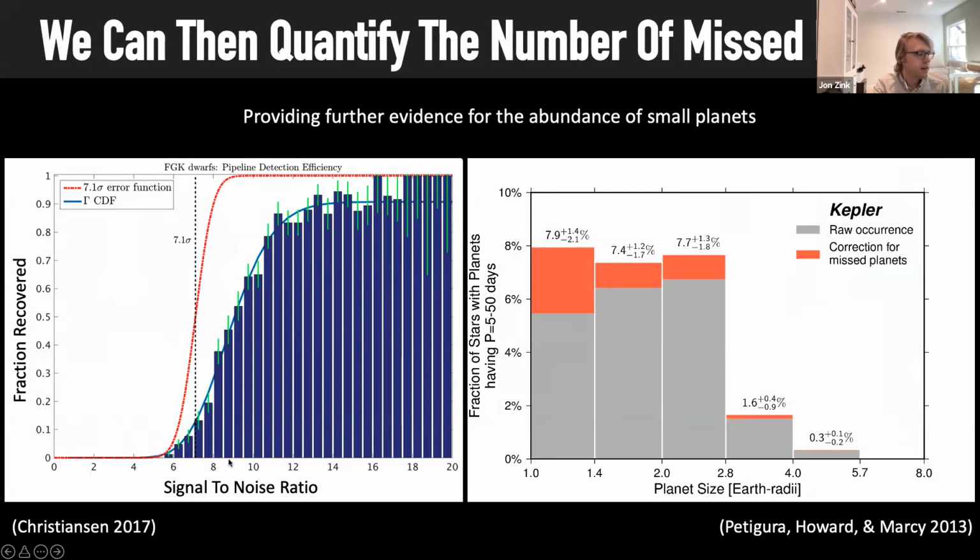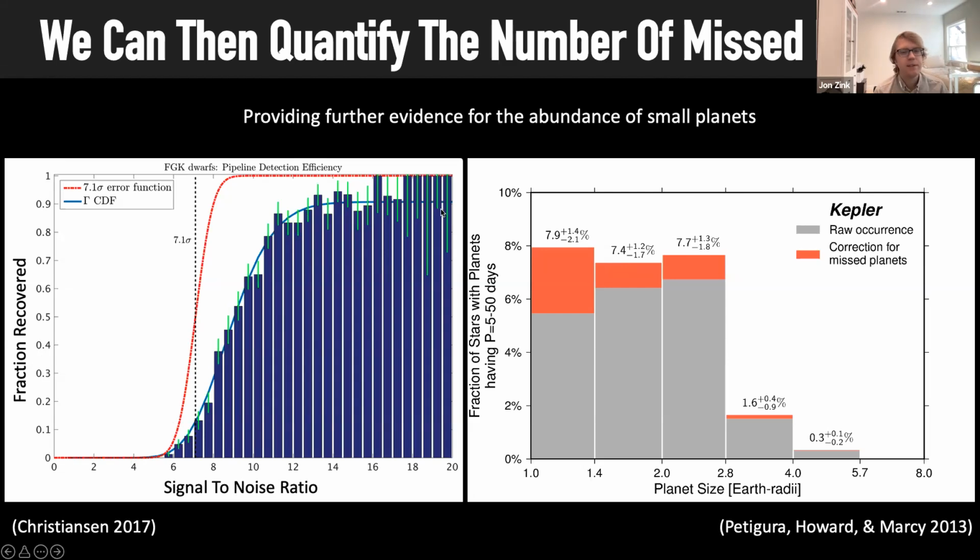On the x-axis, we have the signal to noise ratio, and on the y-axis, it's the recovery fraction. So looking at this, you can see at really low signal to noise, pretty much nothing was recovered. And then at really high signal to noise, on order of like 20, you see that almost all of the planets were recovered, all the artificial injections. And then there's this whole in the middle region.